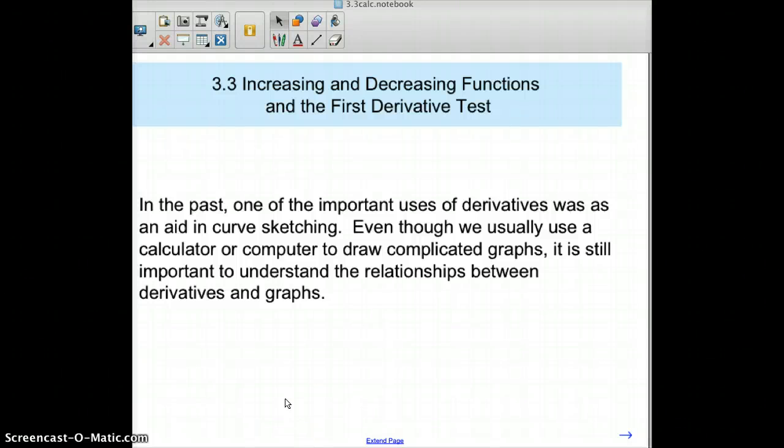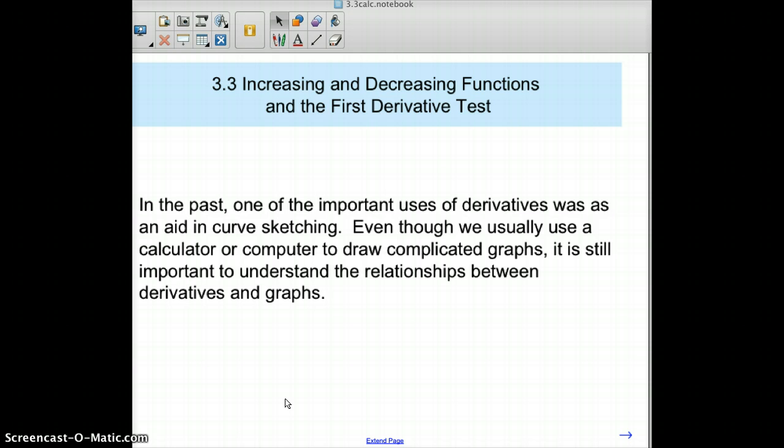Section 3.3, increasing and decreasing functions and the first derivative test. Remember, this chapter is a lot about analyzing graphs and using the derivatives to analyze the graphs analytically, not using the actual picture of the graph. In the past, one of the most important uses of derivatives was to be able to sketch curves because they didn't have graphing calculators or computers to help them with it.